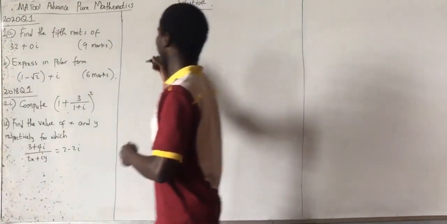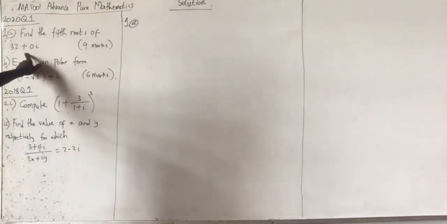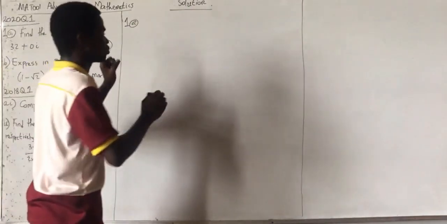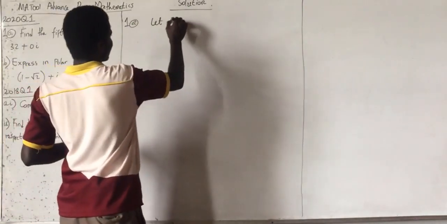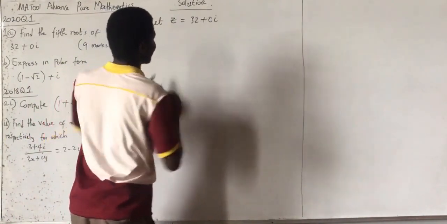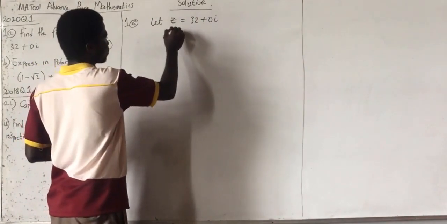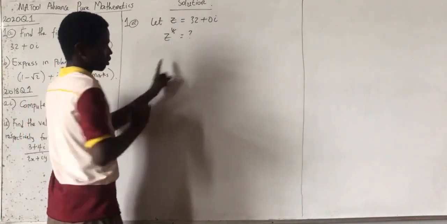Now question 1a. They say find the fifth root of 32 plus 0i. Let z be equal to 32 plus 0i. Now we want to find the fifth root, that is they want us to find z raised to the power 1 over 5. That is what we want to find.